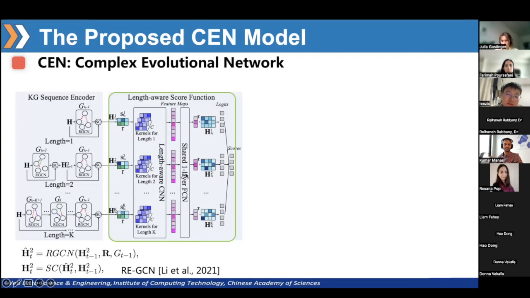But we found that if we share parameters in the non-shared CNN, the performance decreases drastically. So we use the non-shared CNN and use different kernels for the different evolutional representations. But we also found that sharing the FCN does not influence the performance.